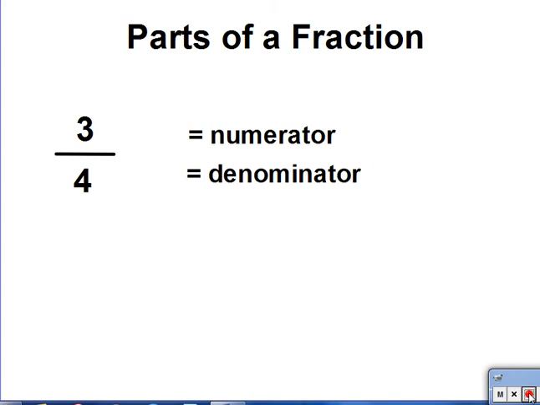Let's review the parts of a fraction. Remember that each number of a fraction also has a special name. The top number is called the numerator, which represents the number of parts. The bottom number is called the denominator, which represents how many equal parts the whole is divided into.